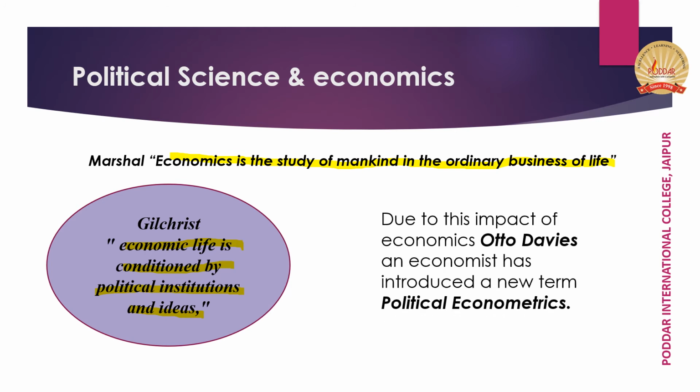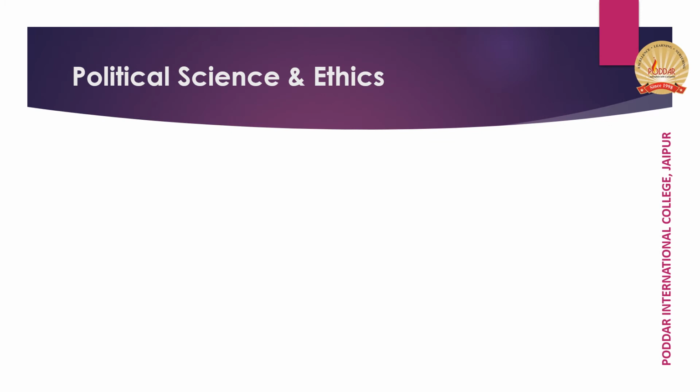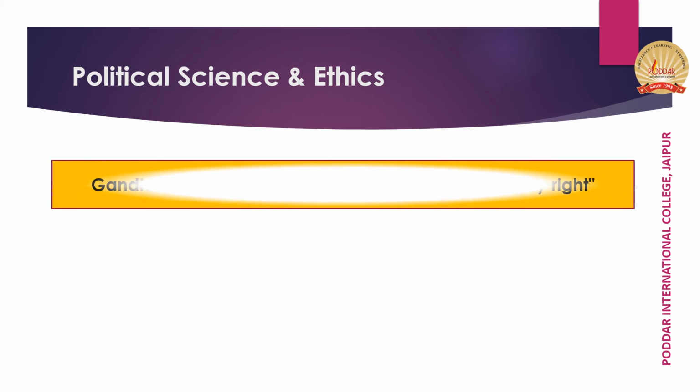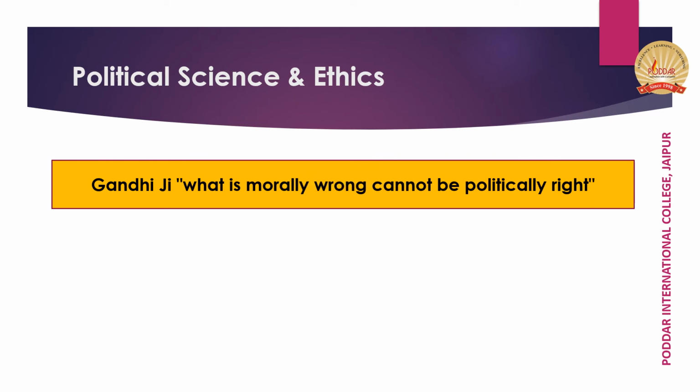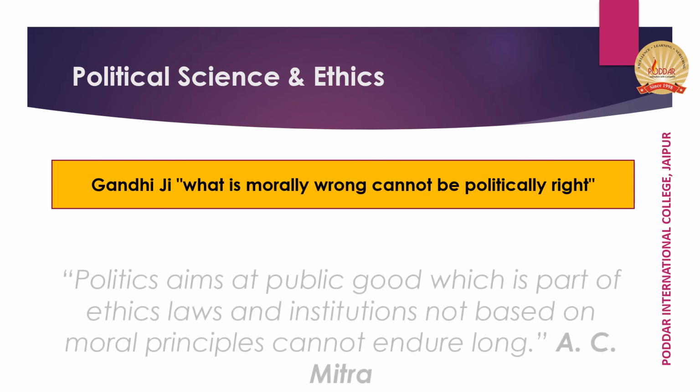Due to this impact of economics, a new term, political economy, has been introduced. The next one is political science and ethics. Ethics means morality. Ethics is the science of the highest good of man, the rightness and wrongness of conduct. Ethics lays down norms of good behavior and tells what a man should do in order to meet his ideal behavior. According to Gandhiji, what is morally wrong cannot be politically right.